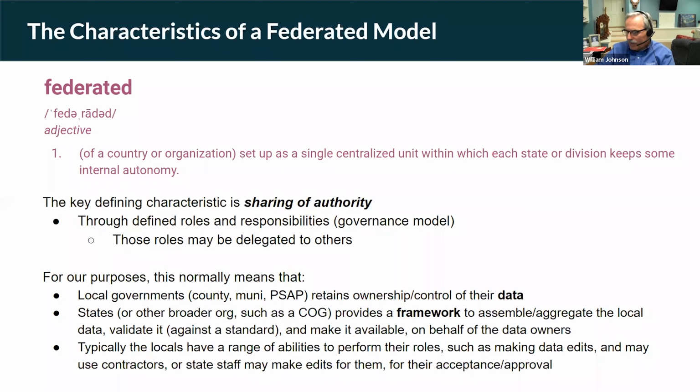And what happens in a federated model is that higher level organization has authority over a framework that makes it possible for all that data to come together. So they're generally enabling the assembly and aggregation of the data. They're enabling processes to validate it against an agreed upon standard. And they're generally also provisioning a way to distribute that data. So there's some economies of scale that happen because it's more efficient to do things this way.